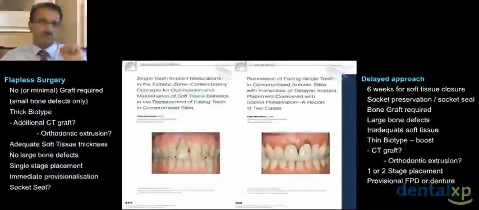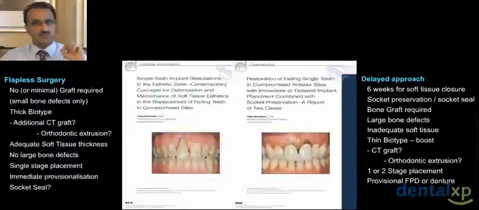Intact labial bone is one of the main ones, really, that we can do an immediate placement. If we lose that labial bone, or if we have a significant infection, we've really got to come back and do it later.